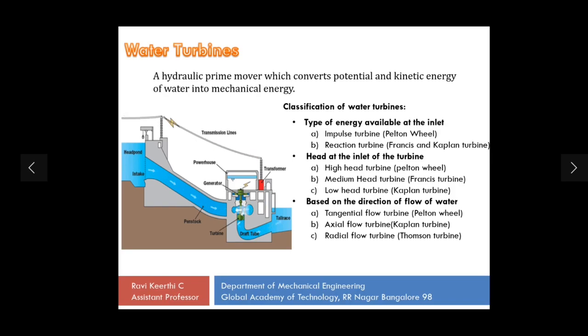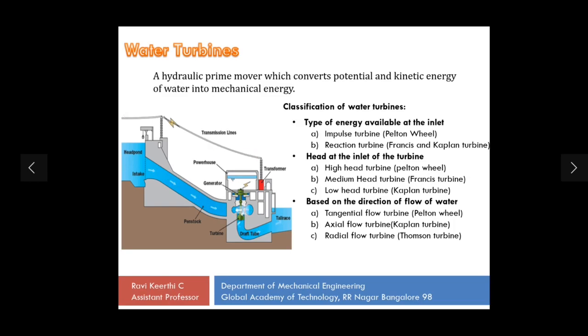Now let us understand what a water turbine is. A water turbine is a prime mover which converts the potential energy and kinetic energy of water into mechanical energy. Here, the kinetic energy of water from the penstock enters the turbine and mechanical work is produced. So this is about a water turbine. Based on the application, we use many types of water turbines. Basically, we'll be learning about a Pelton wheel, Francis and Kaplan turbine.